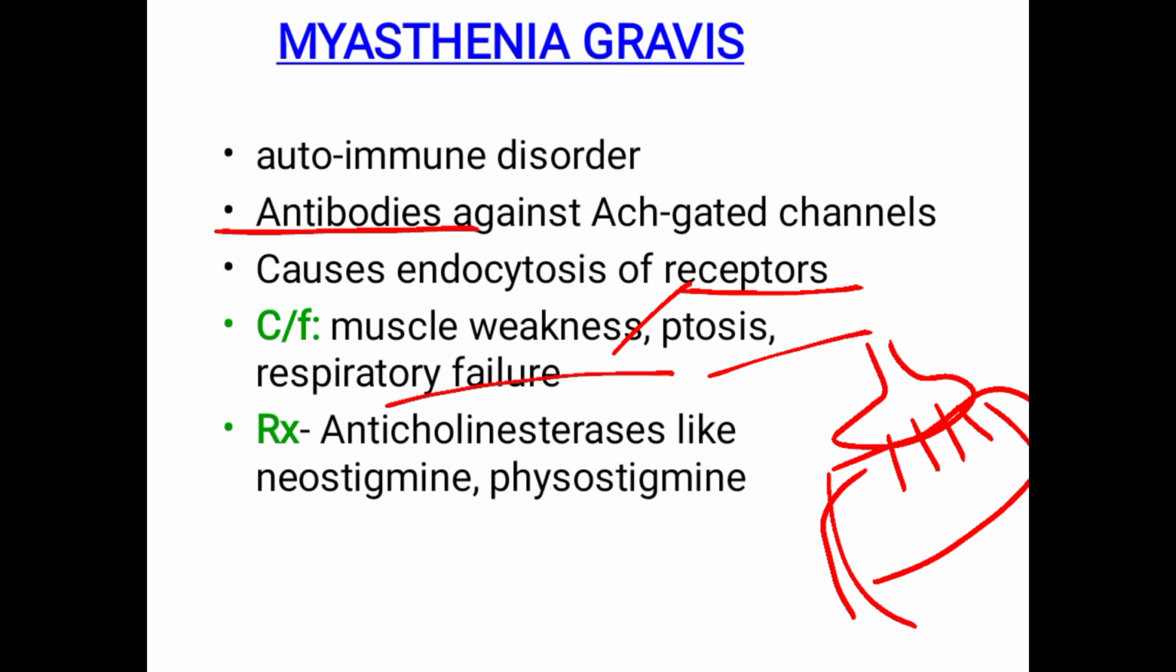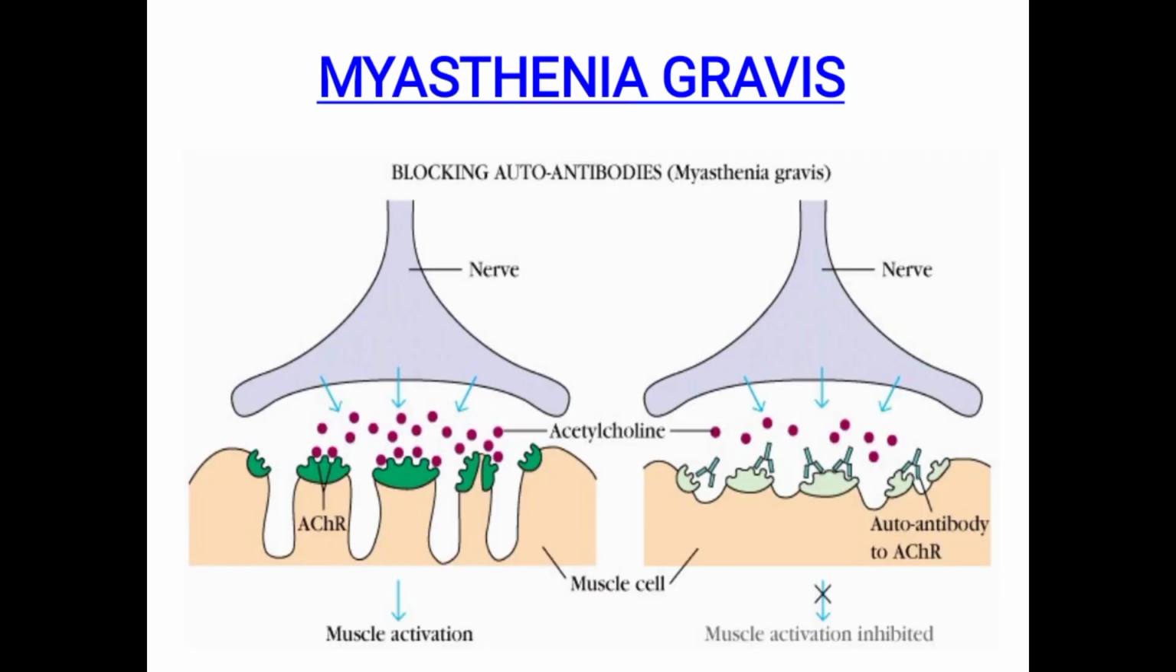Clinical symptoms include muscle weakness and ptosis, which is an eye problem. If the disease involves the respiratory muscles, then the person can die because of respiratory failure. The treatment is to give anticholinesterases like neostigmine and physostigmine. So that completes myasthenia gravis.